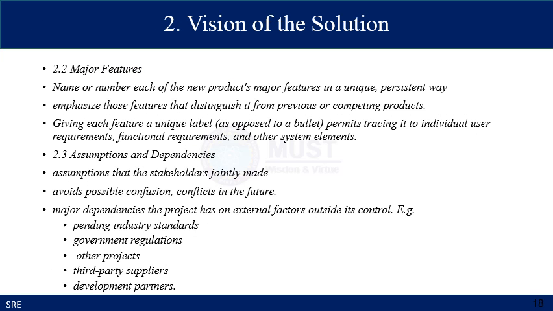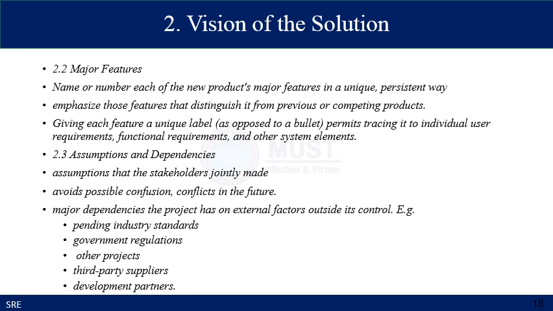So once you are done with the major vision statement, then you have to move towards more description of the vision features. So in the next subsection, you have to specify the major features of your solution. You can specify the name or the number of each of the new product's major features in a unique and persistent way. It will emphasize those features that distinguish it from the previous or competing products.